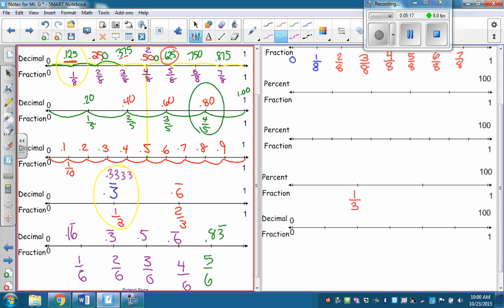It's 0.33, it repeats, right? So this problem's a little bit different. So Lily, if the decimal repeats forever, how are you going to write that as a percent?